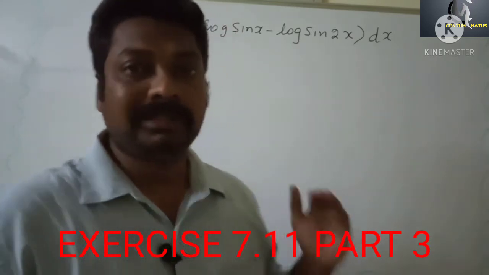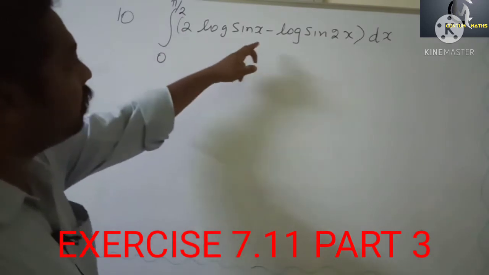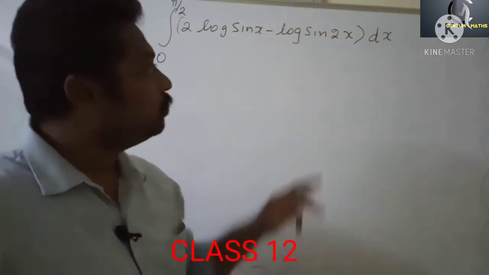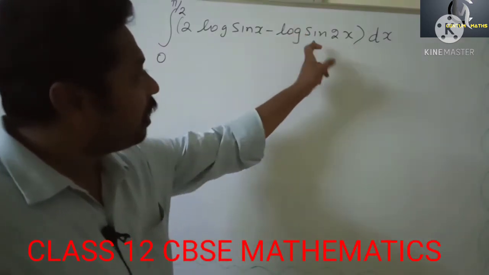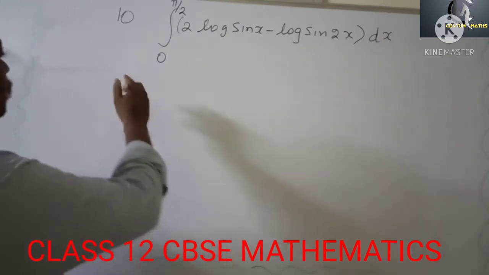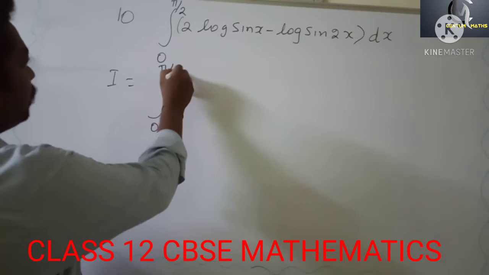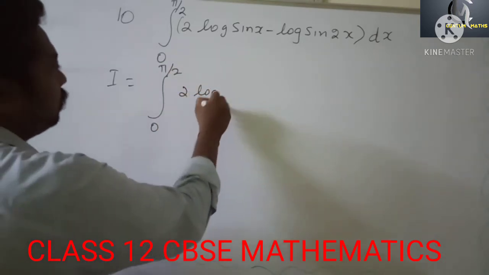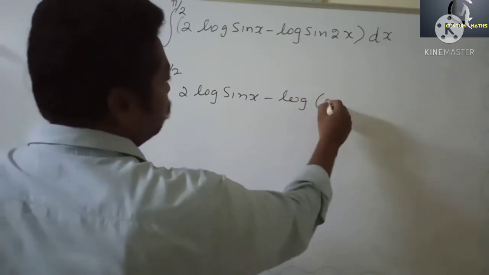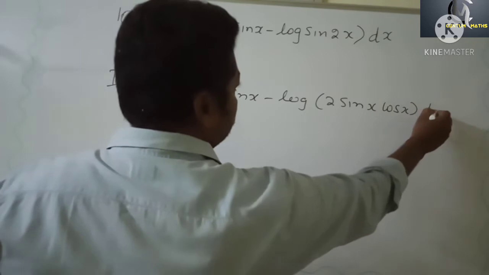Okay, question number 10. Integral 0 to pi by 2, 2 log sin x minus log sin 2x dx. So first step, what we have to do? Instead of sin 2x, I am going to replace it with 2 sin x cos x. Let it be I. So this becomes integral 0 to pi by 2, 2 log sin x minus log of 2 sin x cos x dx.